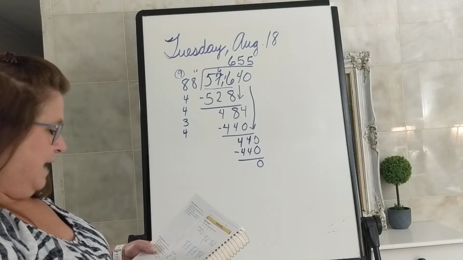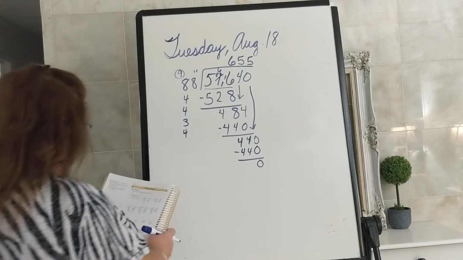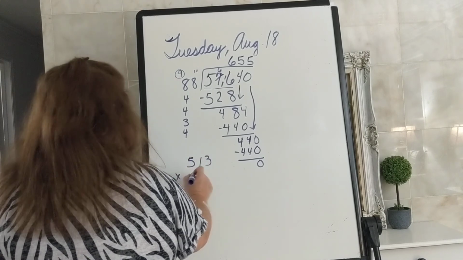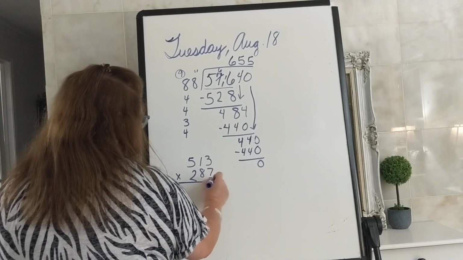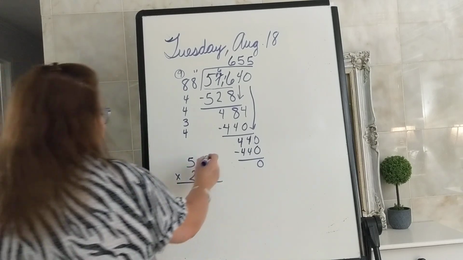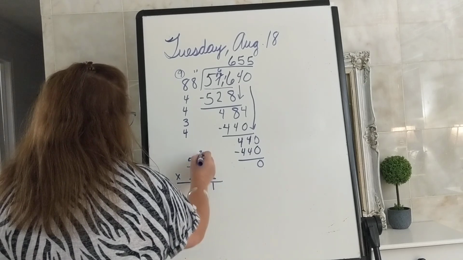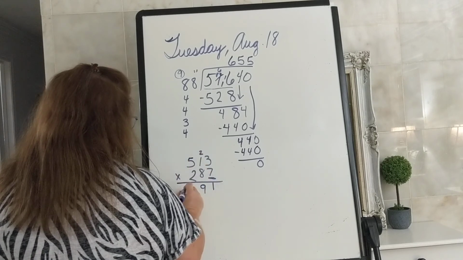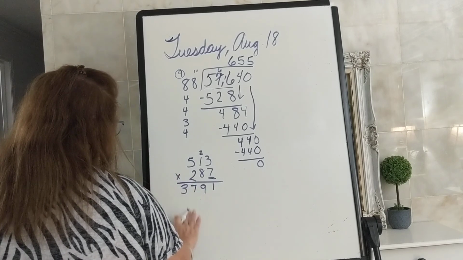All right, and then look at section 3, letter A. We have 513 times 287. So 3 times 7, this is where we're going to multiply first. 513 times the digit in the ones place. 3 times 7 is 21, put 1 down, carry our 2. 1 times 7 is 7, plus our 2 we carried is 9. 5 times 7 is 35, plus our 2 we carried is 37. Be sure and put your 3 out there in its own little new column.